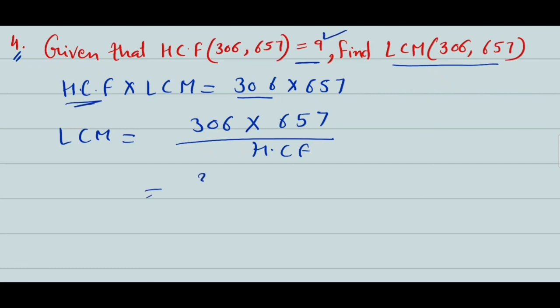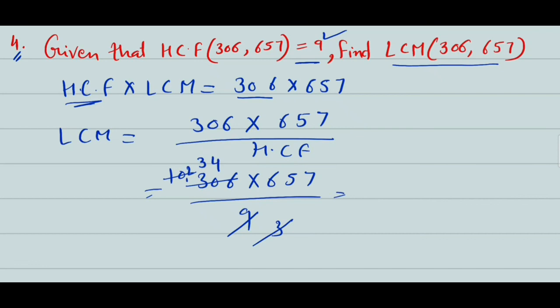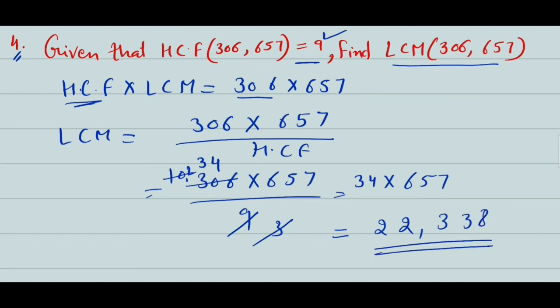The HCF is 9. So this will become equal to 306 divided by 9. 3 into 3 is 9, so we'll get 34. So this will become 34 multiplied by 657. After multiplying these two numbers, I will get 22,338. This is my LCM.